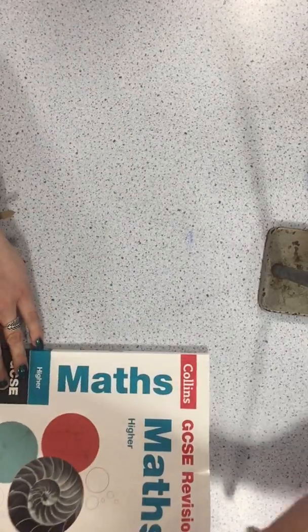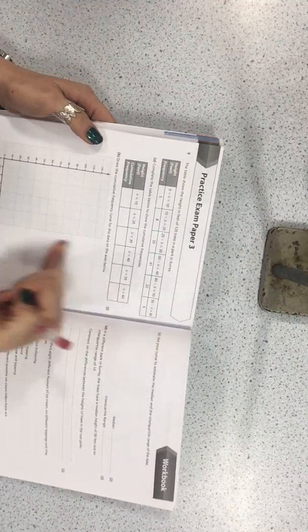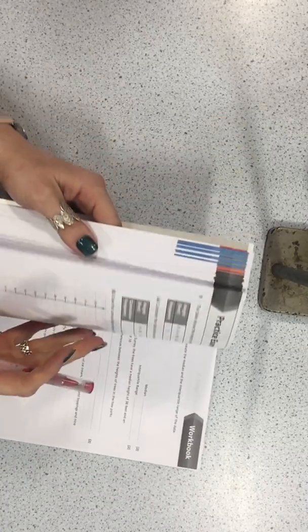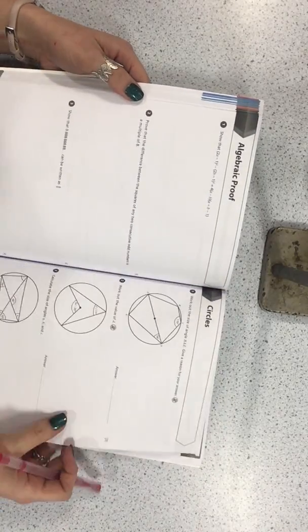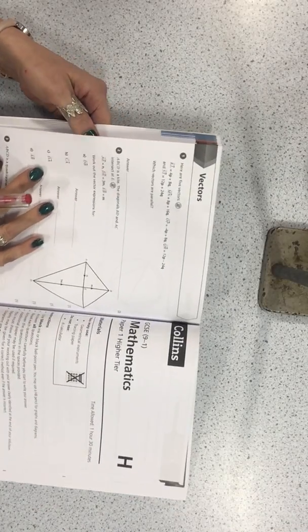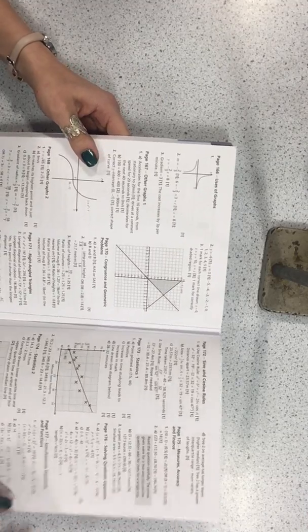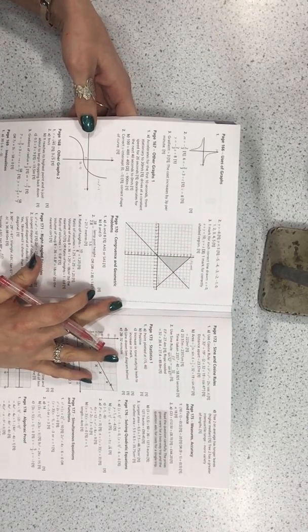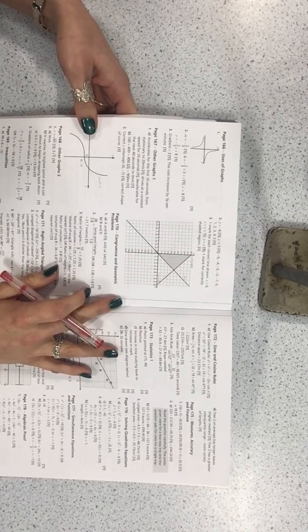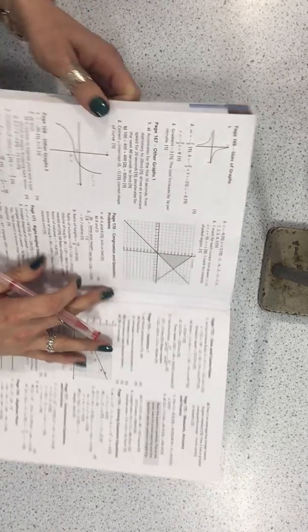If I was just using the revision guide on its own, there are a lot more questions and practice material that I could use. For example, there are practice exam papers. There are also practice questions on each topic. So, for example, we've got circles, we've got vectors. And all answers to these workbook questions are at the back. So there is never a point in which you have this revision guide that you can't check your answers for anything that you're doing.